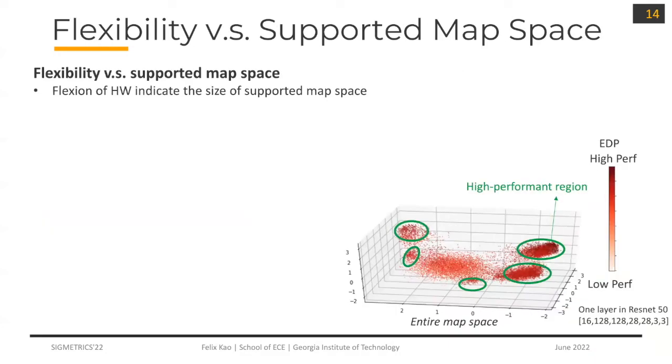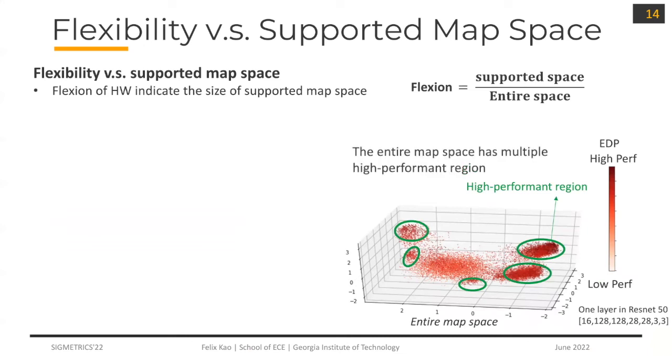So formally, the flexion is the supported map space over the entire map space. Here we show an example of the entire map space of a layer in ResNet. Here the darker red means a higher performance point. We can observe there are multiple higher performance regions, which we circle in green.